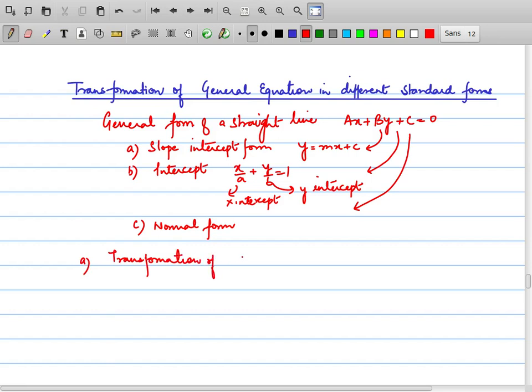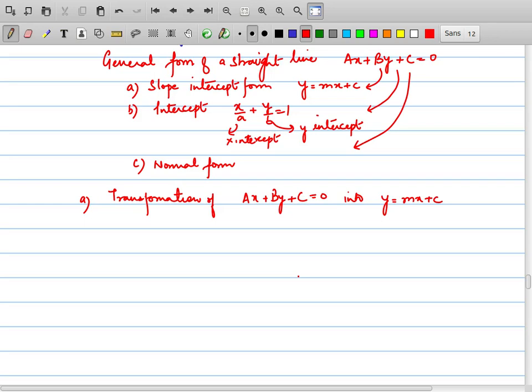That is transformation of the general equation, whether you write capital AX plus capital BY plus C equals 0 or small ax plus by plus c equals to 0. It is one and the same thing. So we'll convert it into y is equal to mx plus c form. Why is it important to convert a general form into the slope-intercept form? Because if we convert our equation into this form, we can straight away find the m of our line, that is the slope. Coefficient of x is the slope of our line, and c is the y-intercept.